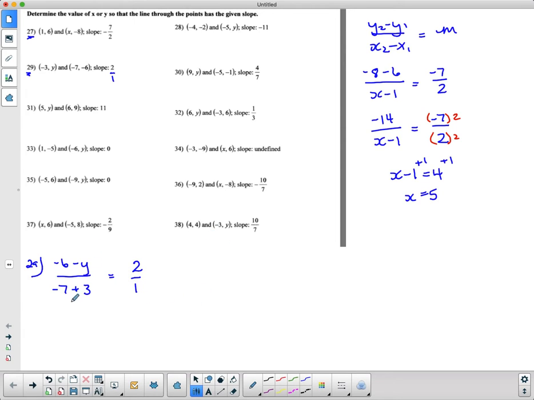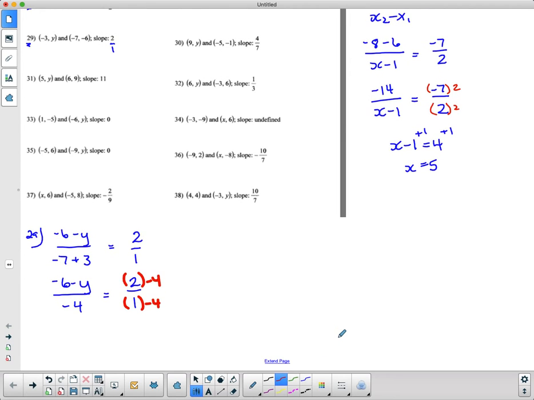So let's take a look. The top I can't do anything with. It's negative 6 minus y, and negative 7 plus 3 is negative 4. Which means that in order to turn this into something so that it's at the bottom, I'm going to need to multiply top and bottom by negative 4. Which means the bottoms are going to be equal now, so I just have to solve the equation for the top. So the top has to be negative 6 subtract y equals negative 8.